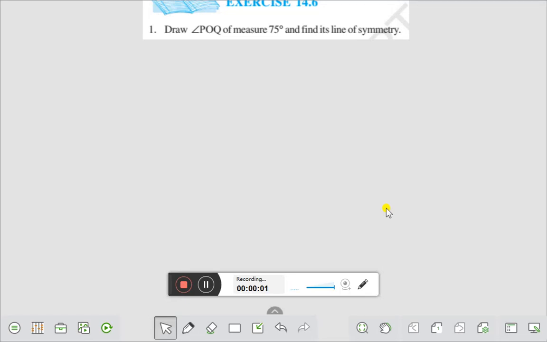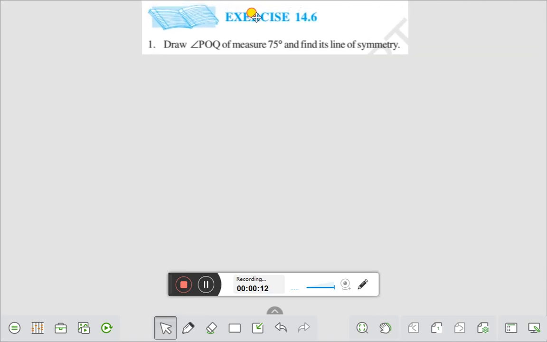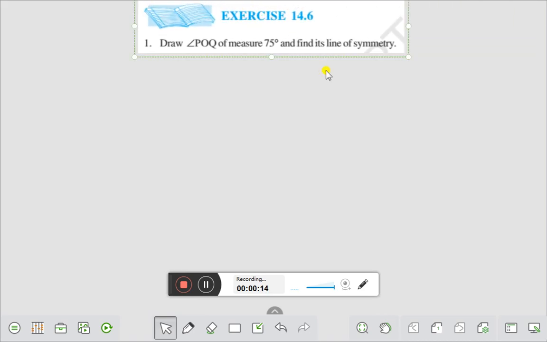Hello everyone. Today we shall discuss exercise 14.6 question number 1. Draw angle POQ of measure 75 degrees and find its line of symmetry. Let us draw angle POQ, right?